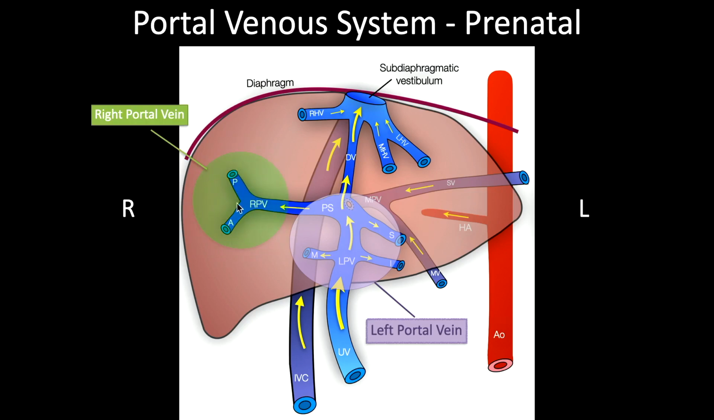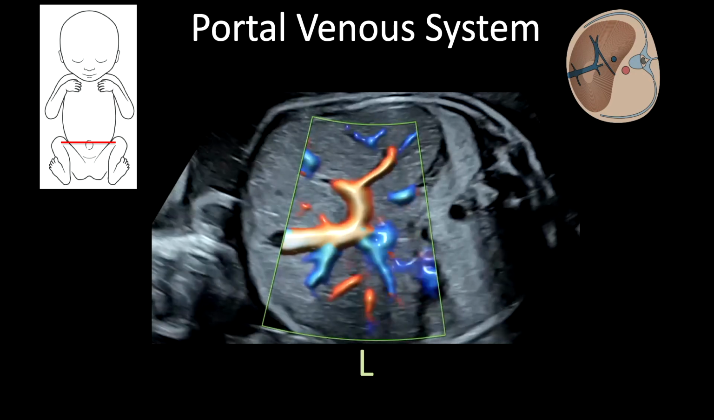It has posterior and anterior branches. And you see the ductus venosus here, and the main portal vein is coming behind, as you see right here. So that looks complex, but let me show you what you see on your abdominal circumference.